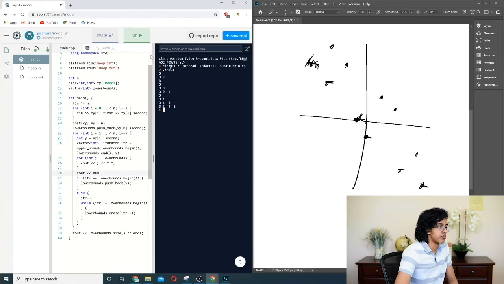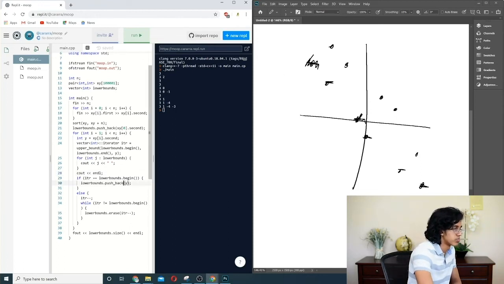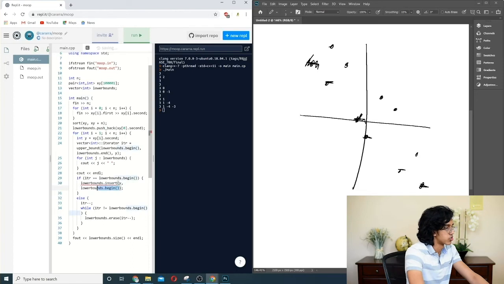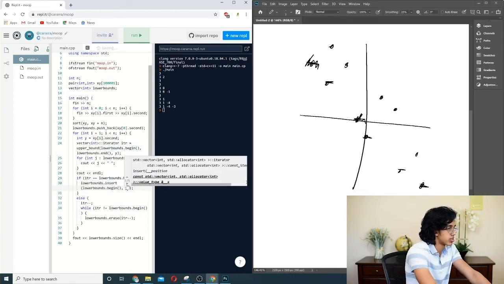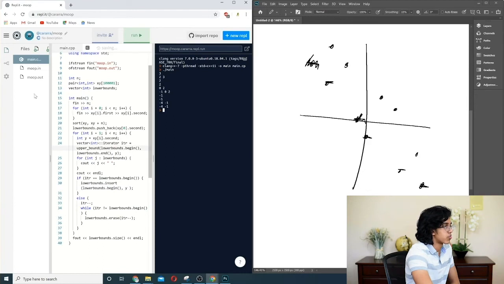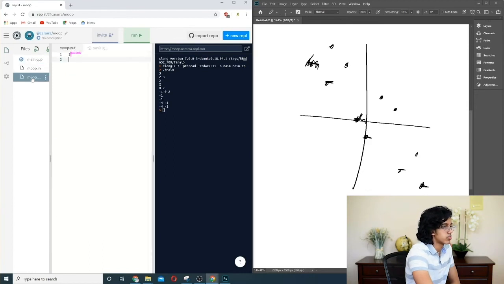So it first has 3, then it has 3, 2, good. Or yeah, that's good. Oh, then it only has 3. Oh, whoops, I have to insert it at the bottom. Should be push or insert at 0. So we're gonna insert it at lower bounds of 0, and then comma y, and then this should work. Okay, good. This is how we want it to work.